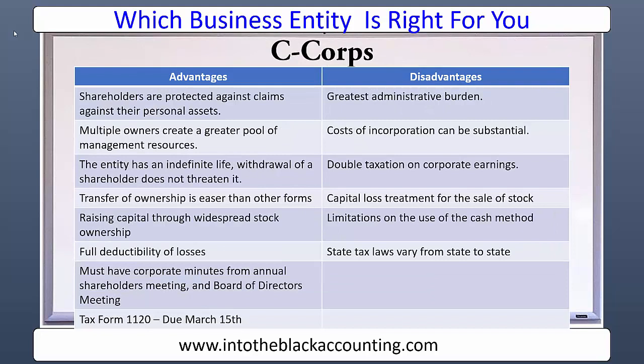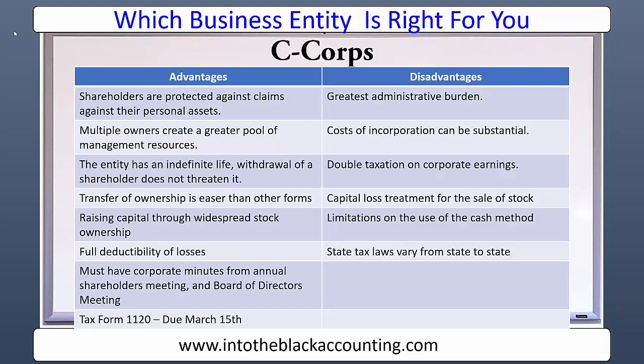The next one we're going to talk about is C-Corps. Now, shareholders are protected against claims against their personal assets. One of the great things about a C-Corp or a corporation is that there is a definite distinction between personal assets of the owners, what we're going to call shareholders, and their business assets. So this creates what we call the corporate veil, and there is a definite difference. A C-Corp becomes a living, breathing entity unto itself. So it continues to go on.